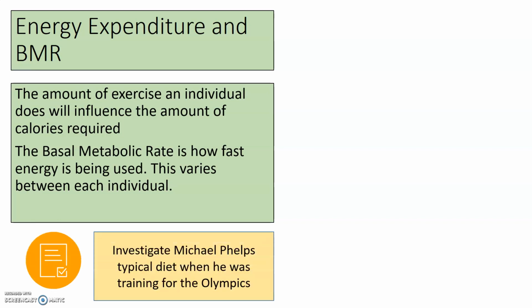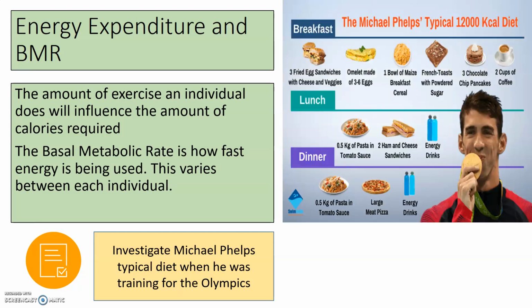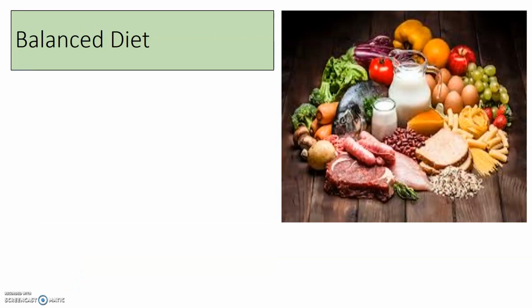So again, pause the video here and I want you to investigate Michael Phelps, what his typical diet was when he was training for the Olympics. So try and YouTube it or just Google it. Okay, so hopefully you found out that Michael Phelps, for example, required 12,000 calories in regards to his daily diet. That is a ridiculous amount, isn't it? But obviously he was training 3-4 times a day, high intensity. So he required that energy from the different food types, okay, to help him to be successful.